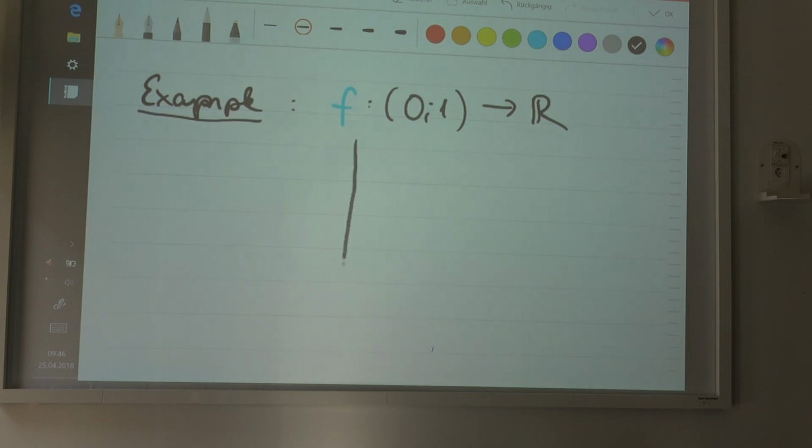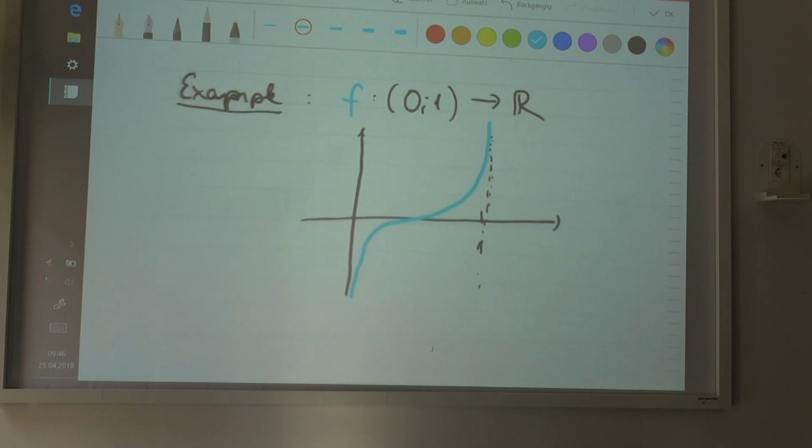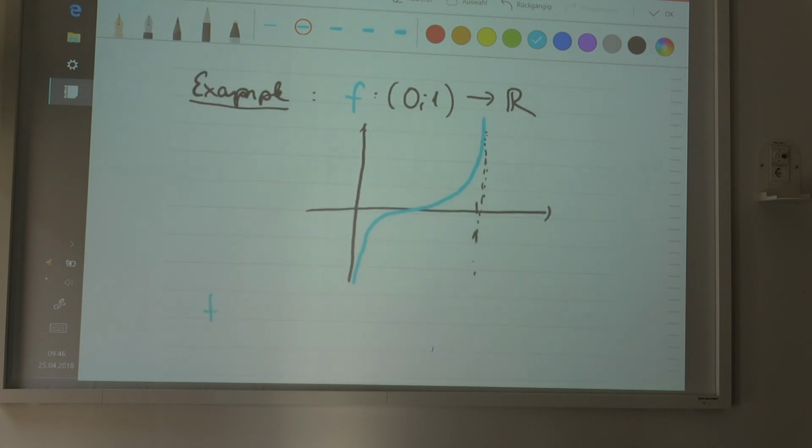Okay, so here, this is the coordinate system. Suppose here is 1. There is an orthogonal asymptote, and I will define the function here, for instance, as follows. Maybe you've seen this before. Alright? Now guys, this function is bijective. Why is that? Okay? So F is bijective. Why is that? This is obvious.